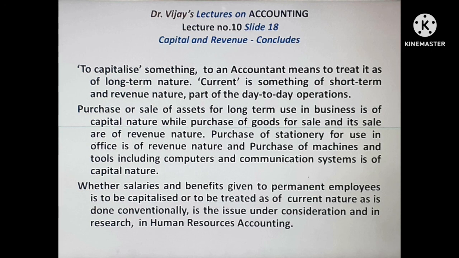Whether salaries and benefits going to permanent employees is to be capitalized or to be treated as of current nature, as is done conventionally, is the issue under consideration and in research in human resource accounting.